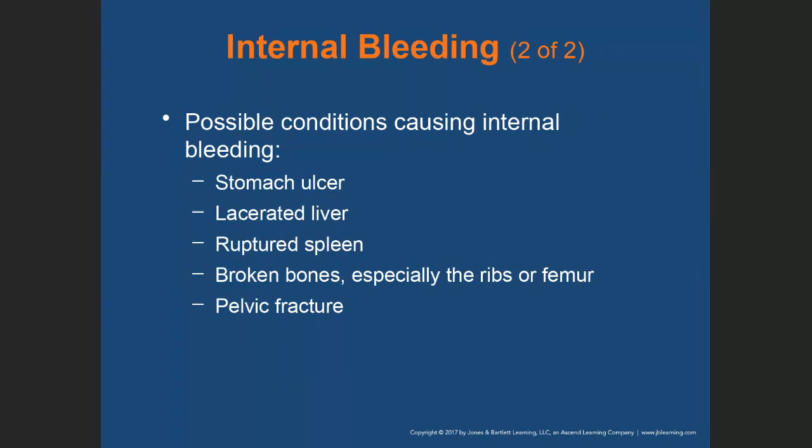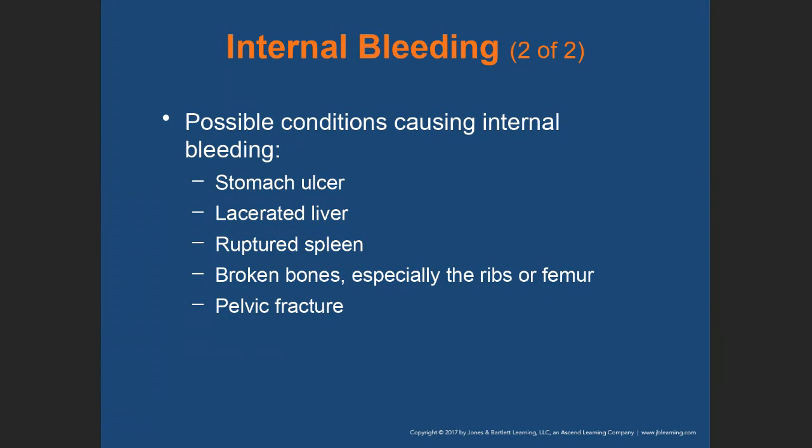Now, possible conditions that can cause internal bleeding. They can have stomach ulcers, which you can consider to be like a sore on the stomach. The liver can be lacerated, which is very vascular, so it can bleed significantly. The spleen can also be damaged, and that can bleed significantly because it's also a very vascular organ.